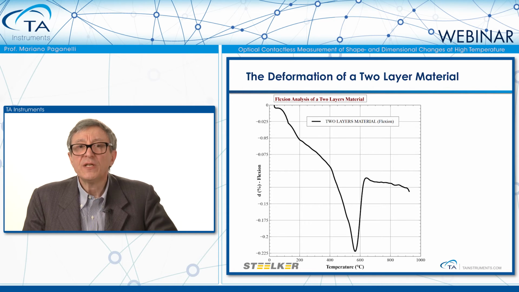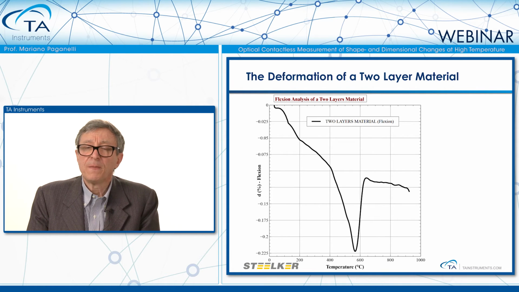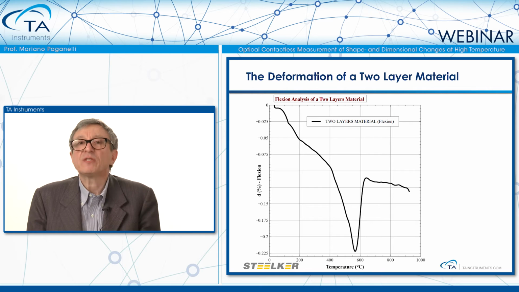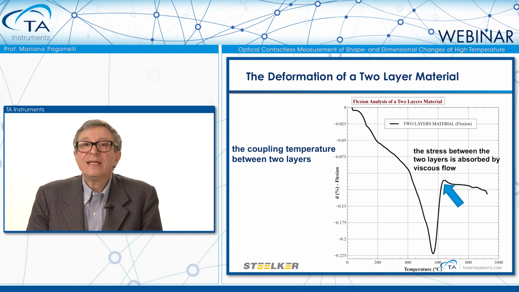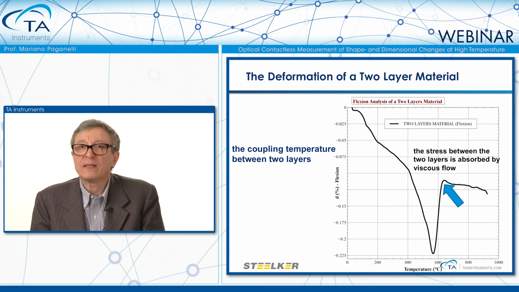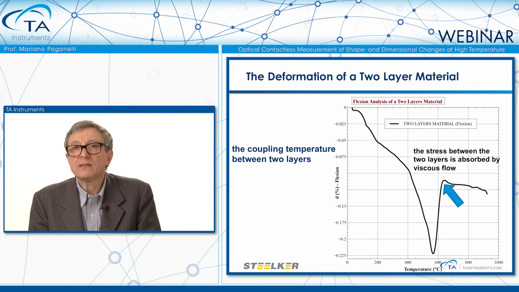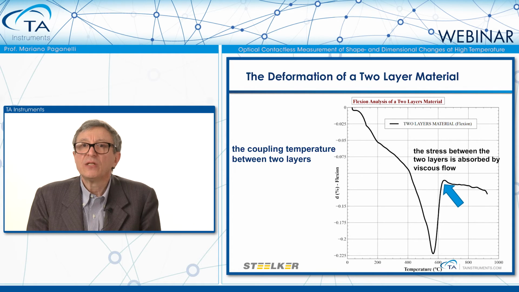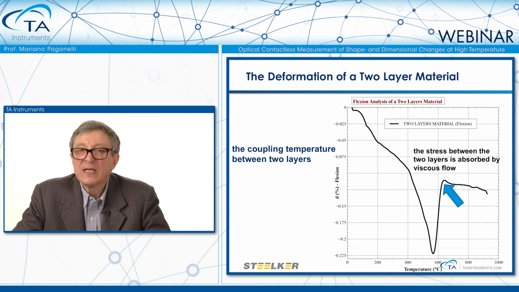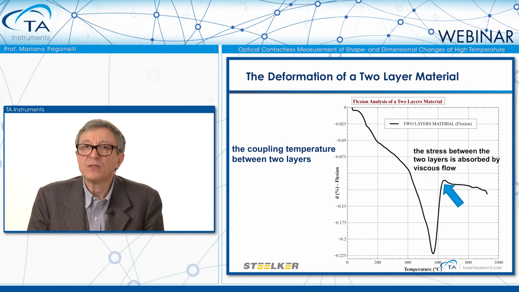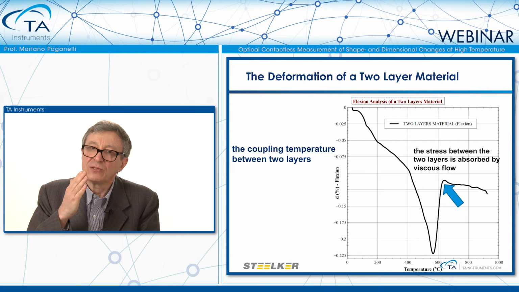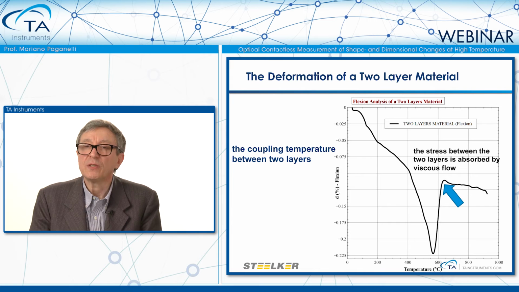Suddenly, the curve inverts the pattern and becomes flat. What's happening? It's happening that one of the two materials has entered into the plastic state. So the elastic stress given by the difference of thermal expansion coefficient is absorbed plastically. So this nice temperature is the coupling temperature between the two materials.